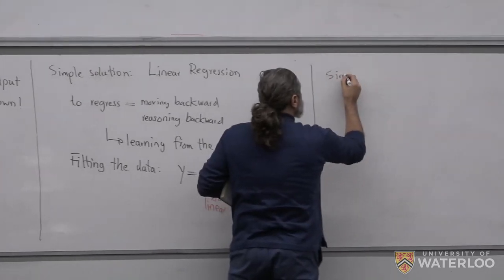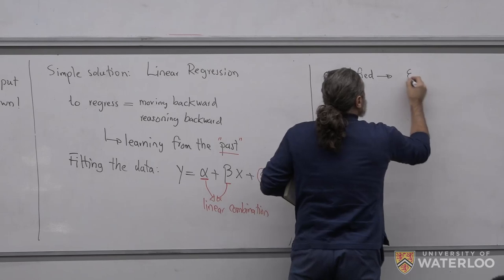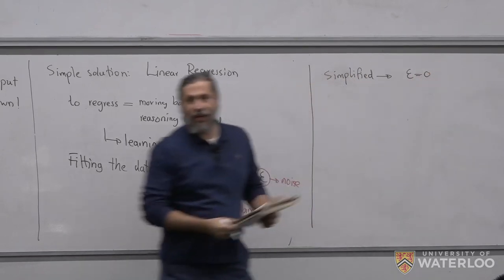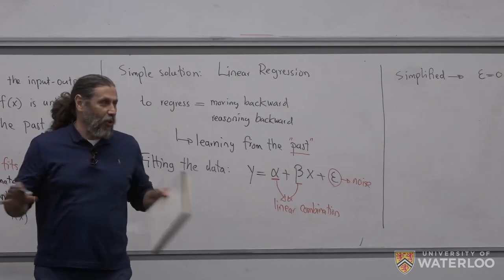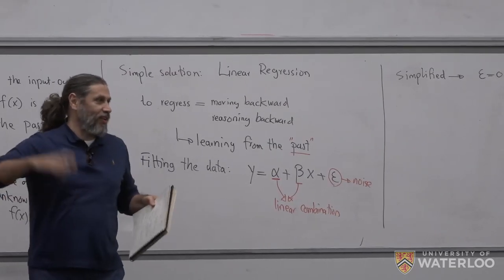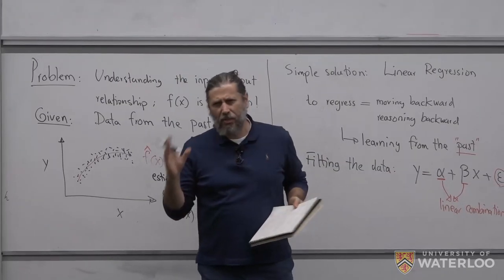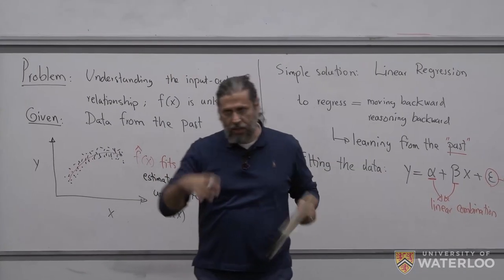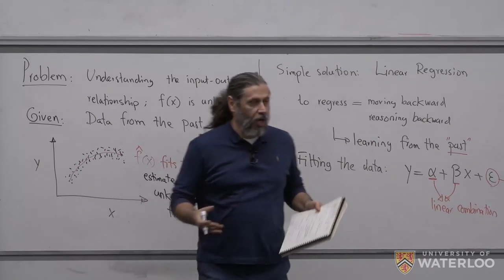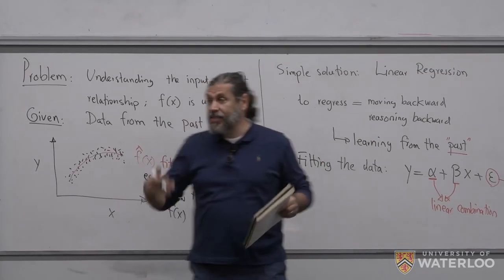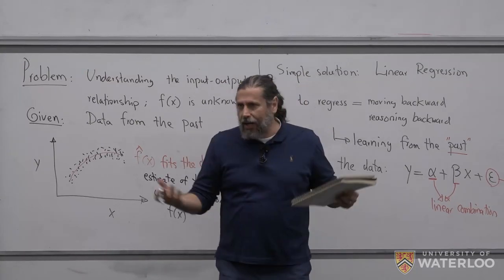Okay, let me simplify it further. And I put epsilon to zero. I assume I'm in a perfect world. There is no noise, no fluctuation like this. Because I want to come up with a mathematical model. It's about linear regression. Let's say AI has not been invented yet. So I have the data from the past. The function is unknown. I want to do something about it.